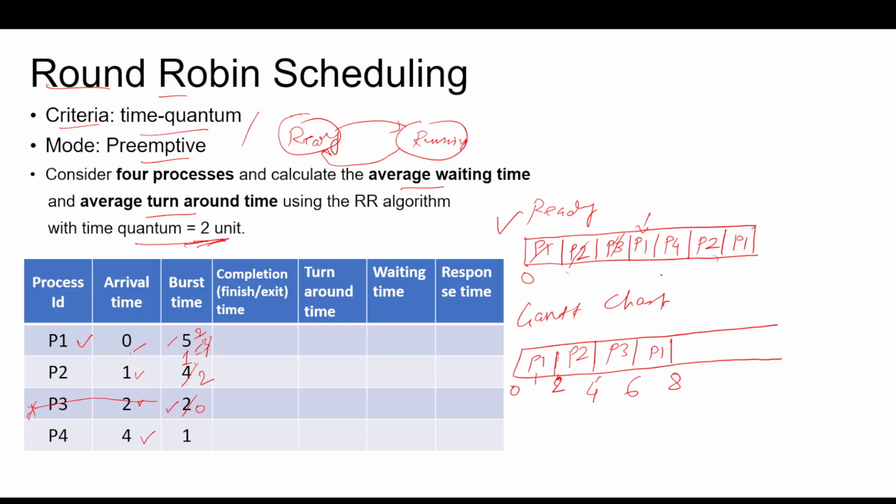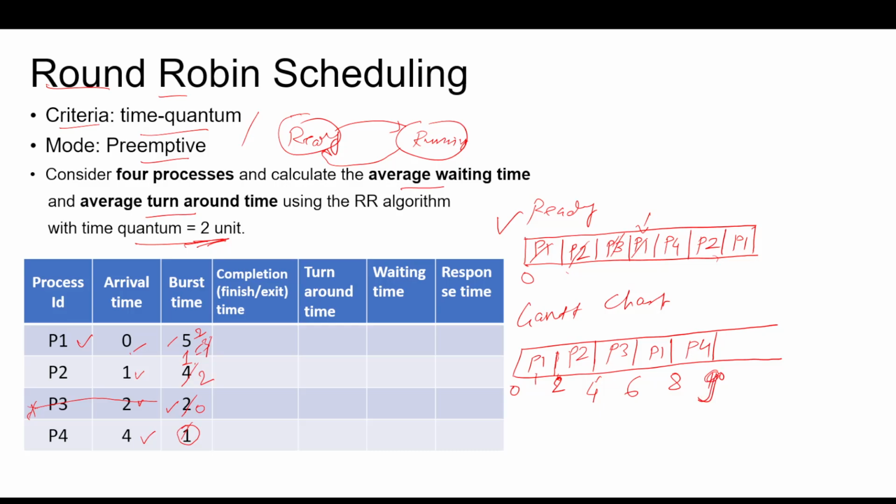Okay. Now, after executing this P1, we have P4 process next in our ready queue. So that will be executed for 2 units. So that means 8 plus 2, that will be 10. Now see, what is the burst timing of P4? 1. Okay, we have executed for 2 units, but that is wrong because burst timing is only 1 unit. So there is no need to execute that process for 2 units. We have to execute it for 1 unit only. So 8 plus 1, that is 9.